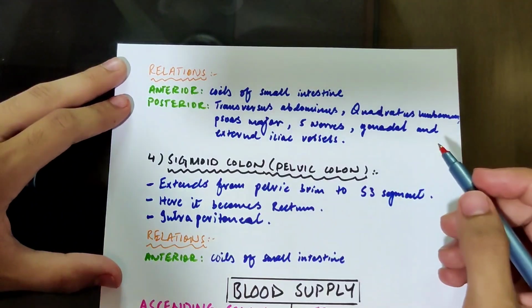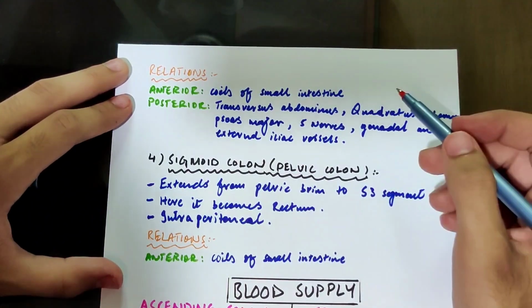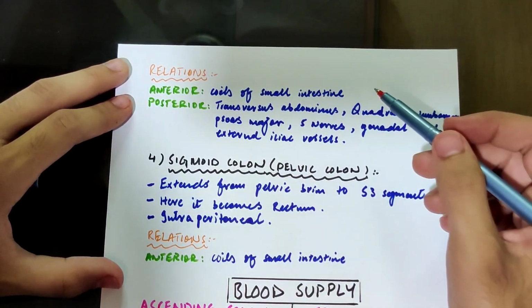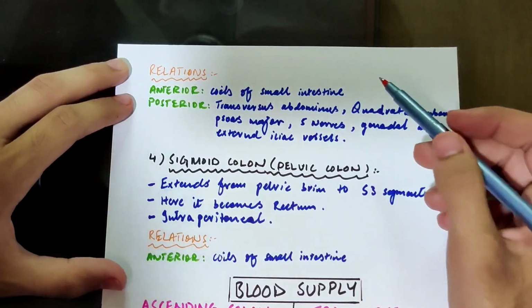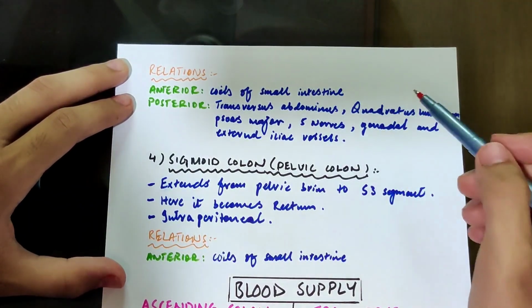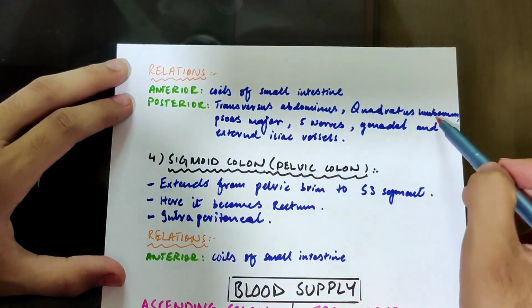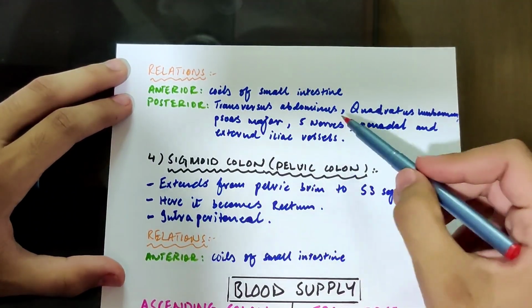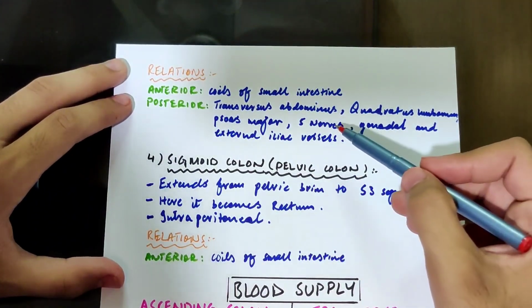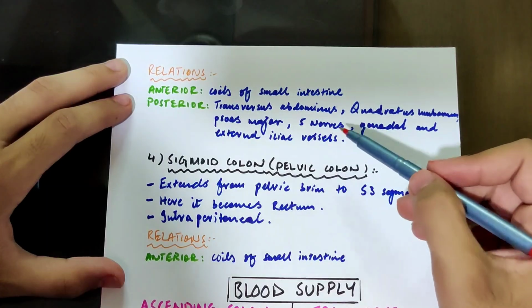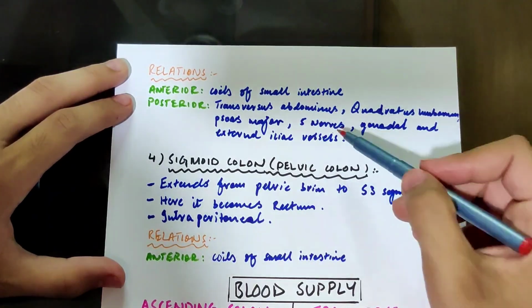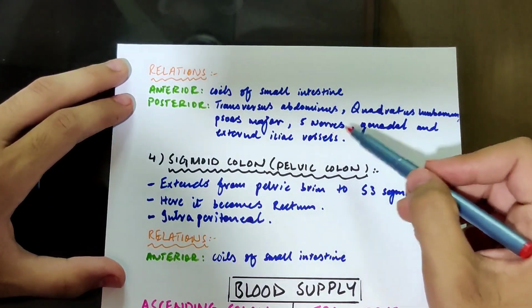Now we're talking about the relations of our descending colon. The organs present on the anterior surface of our descending colon are the coils of small intestine, and posteriorly we have the transversus abdominis muscle, the quadratus lumborum muscle, the psoas major muscle, and 5 nerves: the iliohypogastric nerve, the ilioinguinal nerve, the lateral cutaneous nerve, the genitofemoral nerve, and the femoral nerve.